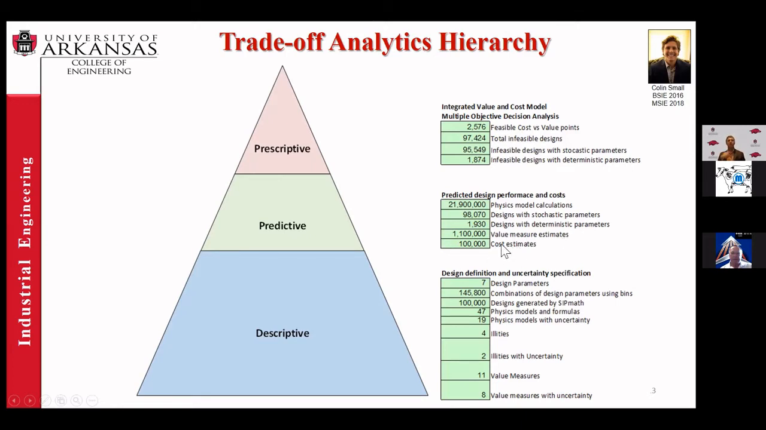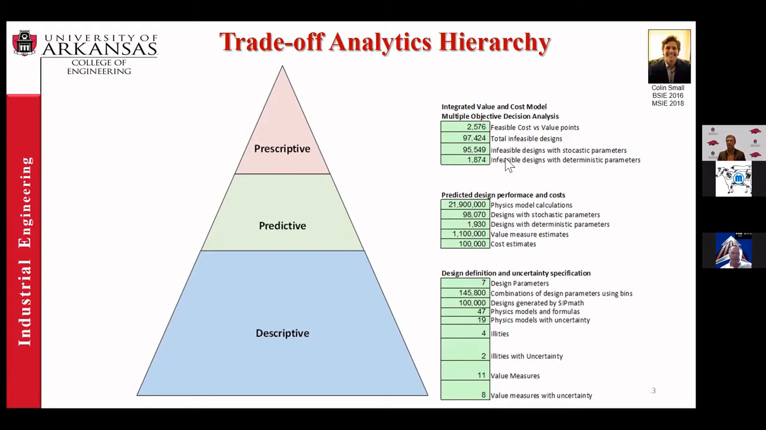And then when you get to the prescriptive side, you're getting to the end, life cycle cost versus value. And of course, the value is a multiple objective decision analysis model. On the point side, we found that there were 2,576 feasible value points, right? And 97,424 infeasible points. We also looked at that from a probabilistic point of view, but that shows you the complexity of everything that's trickling through this Excel model.